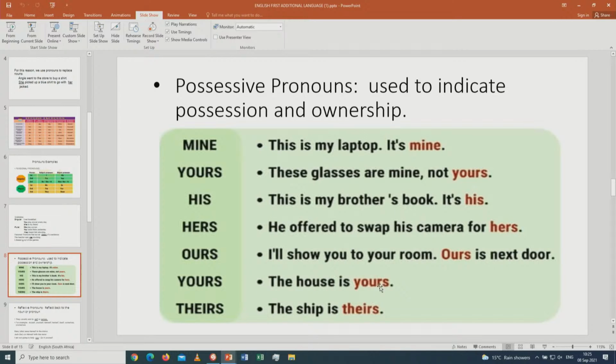Yours, the house is yours. Nobody else but yours. No one else, but it belongs to you. It's yours. Theirs, the sheep is theirs. It belongs to no one else but to them. It's theirs. These are possessive. They show what belongs to whom, or who is in the possession of what.